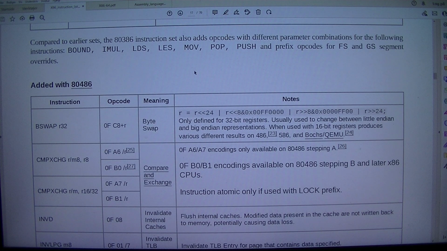Compared to earlier sets, the 80386 instruction set also adds opcodes with different parameter combinations for the following instructions: BOUND, IMUL, LDS, LES, MOV, POP, PUSH, and prefix opcodes for FS and GS segment overrides.